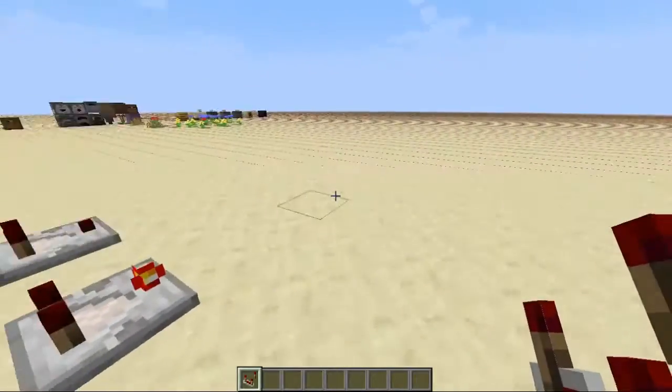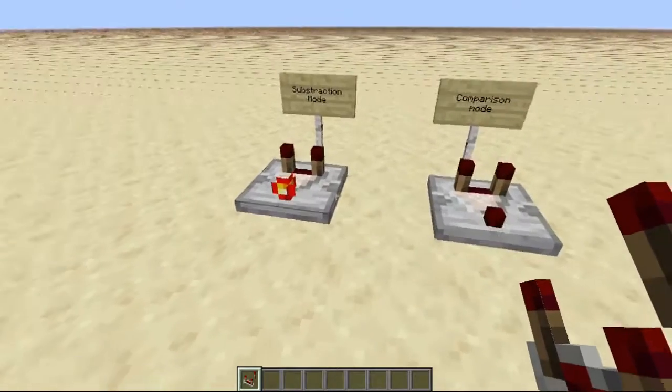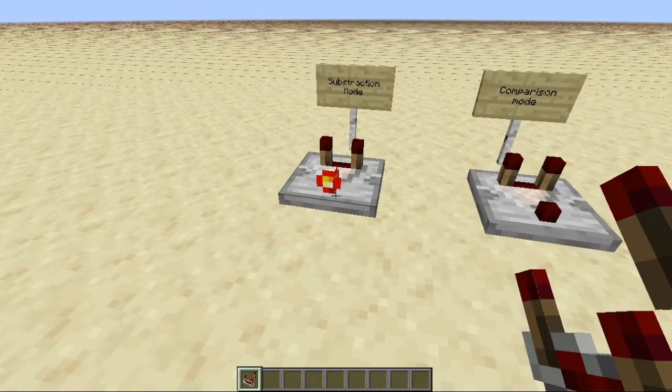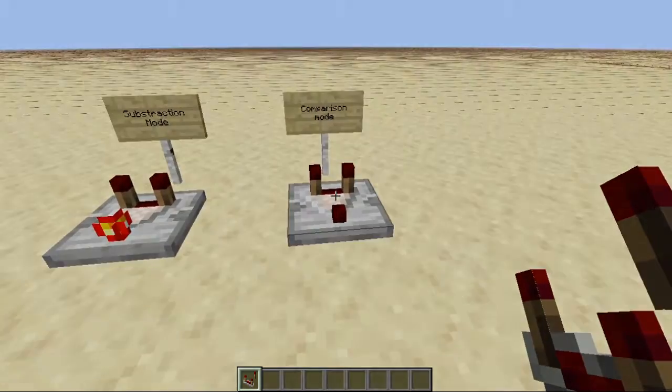Great, now that we know how to craft a comparator, let's learn how to use one. A comparator is used in redstone circuits to maintain, compare, or adjust block signals. Let's see in detail. Comparators have two modes, subtraction mode and comparison mode. You can switch between modes by just right-clicking the comparator.